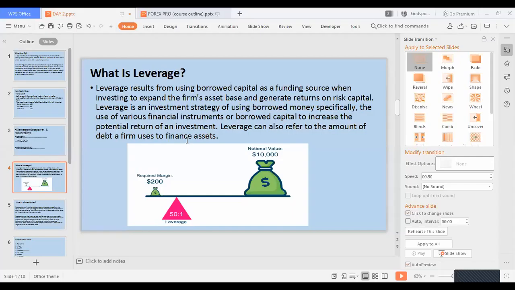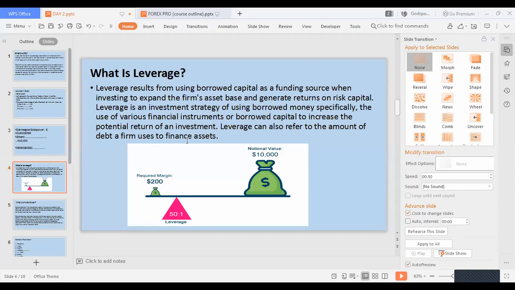Let's proceed. My next phase is leverage. Leverage is derived from using borrowed capital as a funding source when investing to expand the firm's asset base and generate returns on risk capital. Leverage is an investment strategy of using borrowed money specifically. Now, what's leverage? You must have seen the term leverage in marketing business. They use it very well.